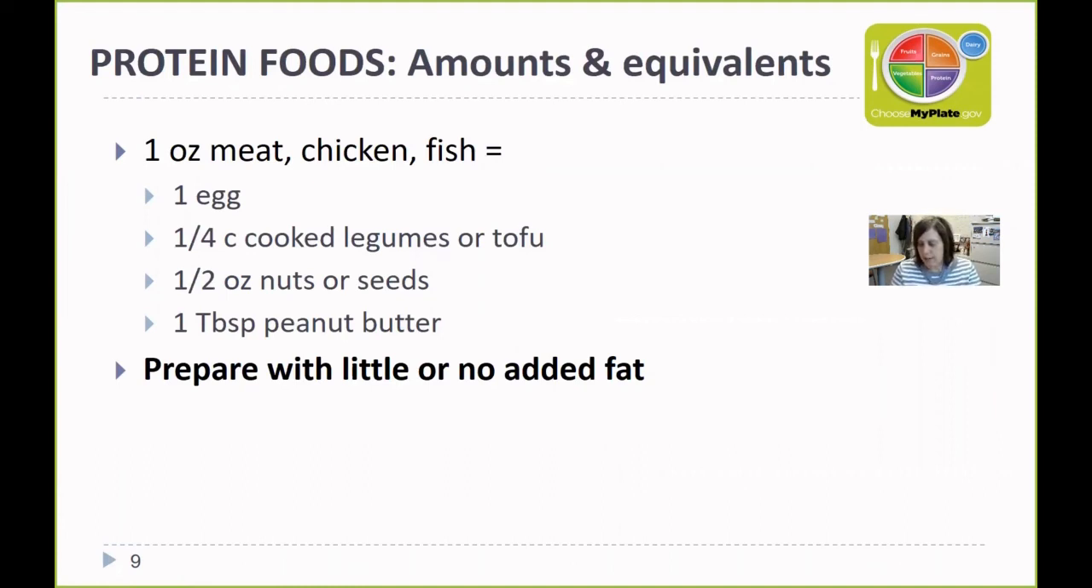The last one I have here is legumes. So this is actually a half a cup of legumes. So here again, kind of show it in my hand, there's a half a cup of legumes. And so this would be actually a 2 ounce protein foods equivalent. Again, half a cup of cooked legumes, 2 ounce protein foods equivalent.